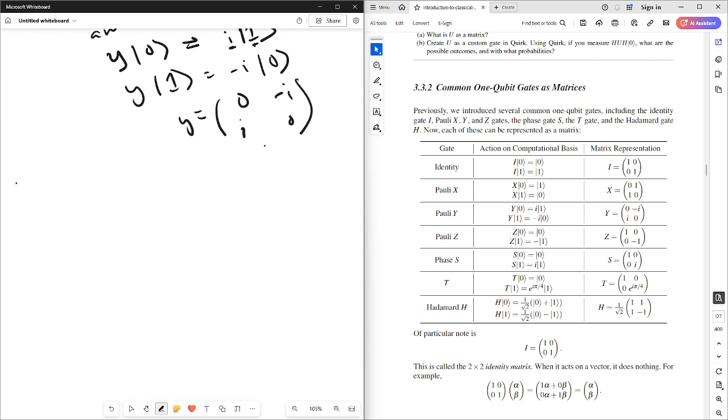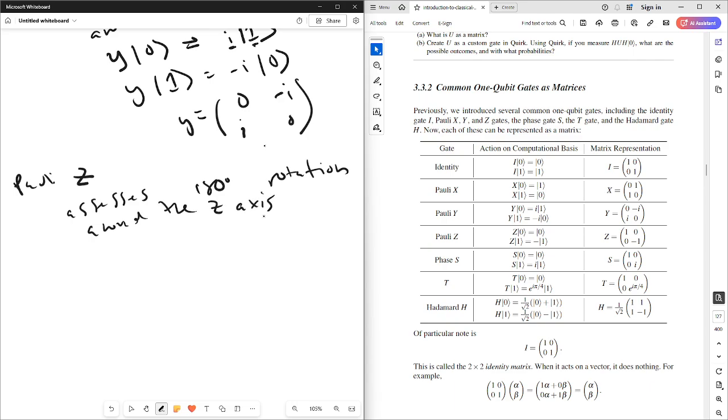So the Pauli Z gate, which assesses a 180-degree rotation around the Z axis. State 0 remains state 0, and it negates the amplitude for state 1. Matrix format of 1, 0, 0, minus 1.